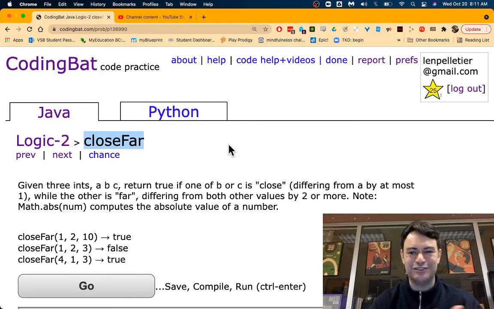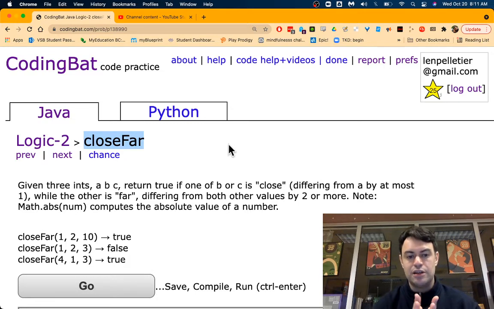Okay, AP scholars, we're taking a look at the question closeFar from the logic-2 problem set of CodingBat. And this is a tricky one, especially to understand what the question is even asking in the first place. So I'm going to try to explain what closeFar means, and then I'll pause the video so you can try it yourself, and then I'll show you the answer.